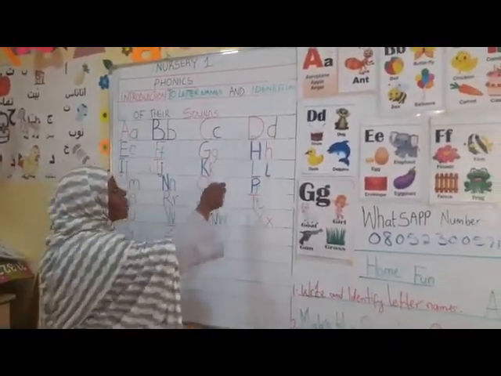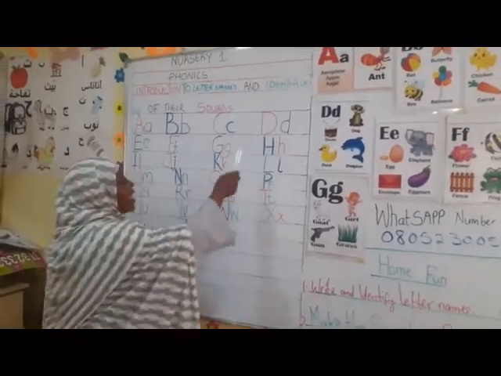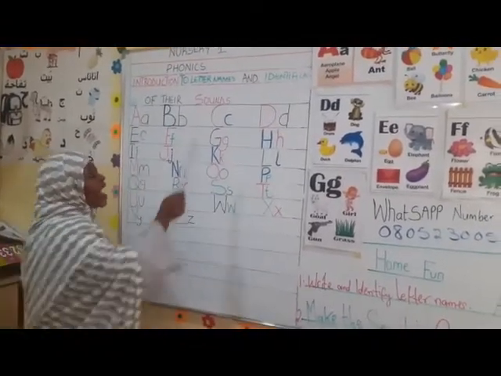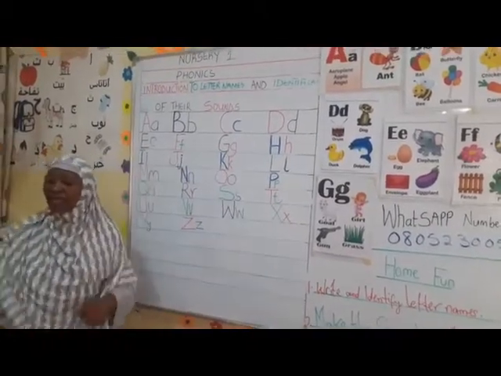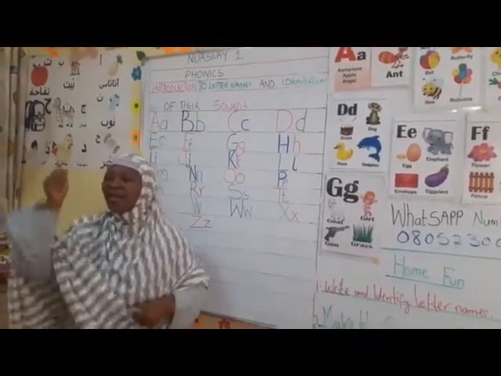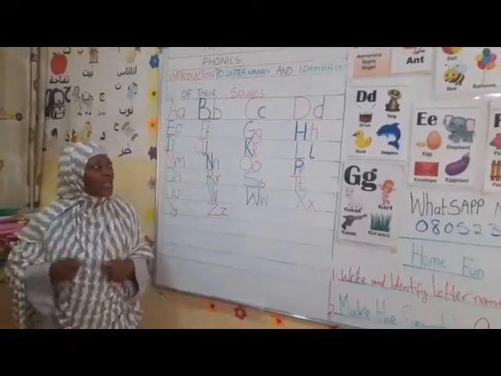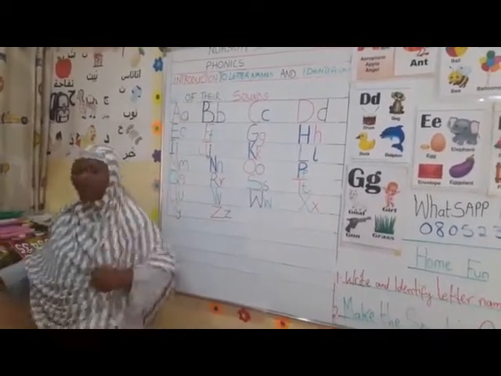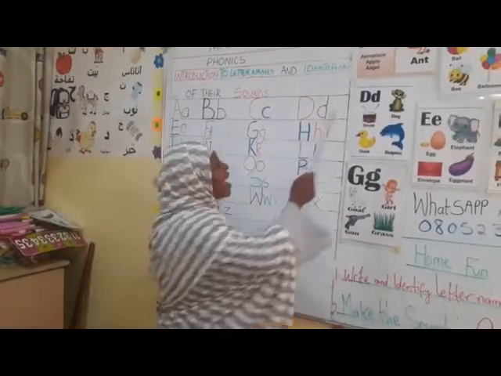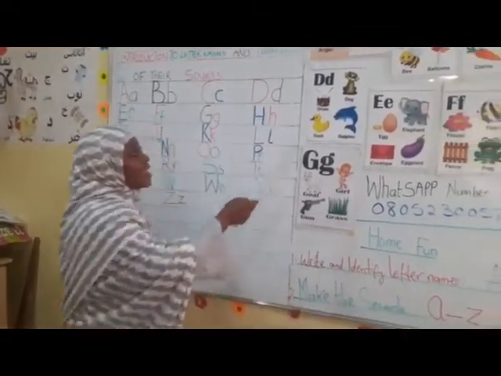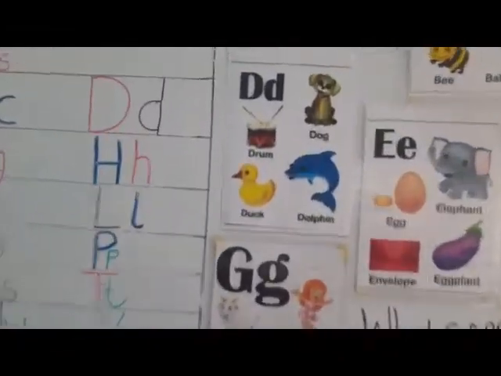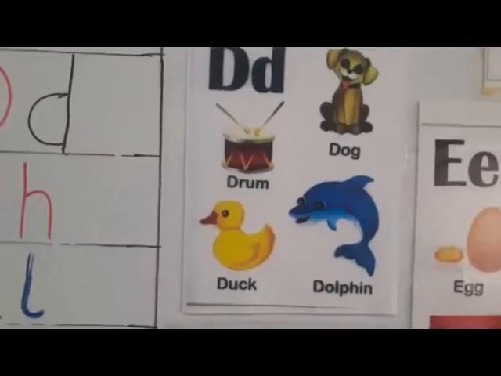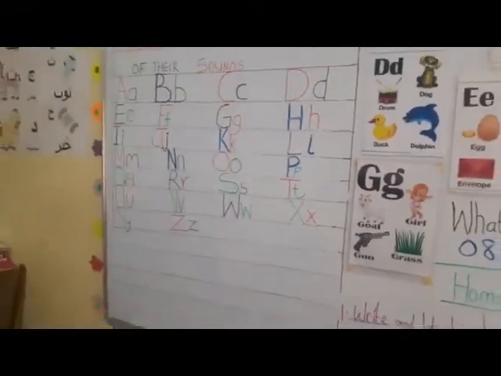The next letter is what? Letter D. Can you repeat after me? Letter D. What is the sound of letter D? It sounds D, D, D, D, D. Are you all doing the action with me? As in what? As in drum, as in dog, as in duck, as in dolphin. Mashallah for you all. Good children. I trust you are all saying it after me at home.